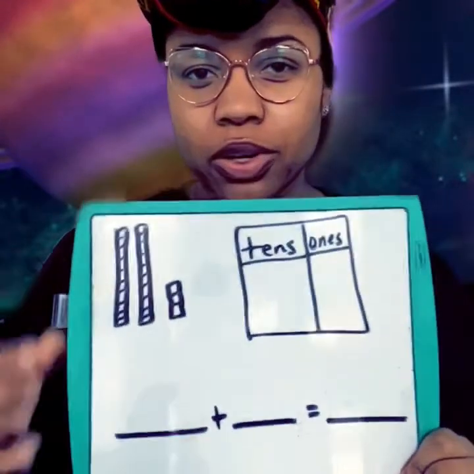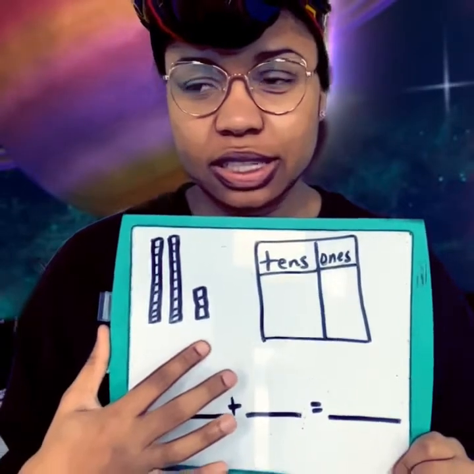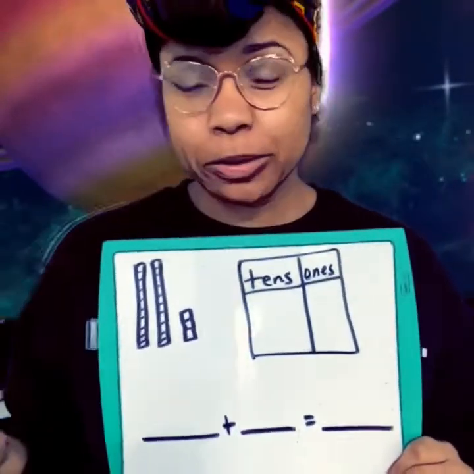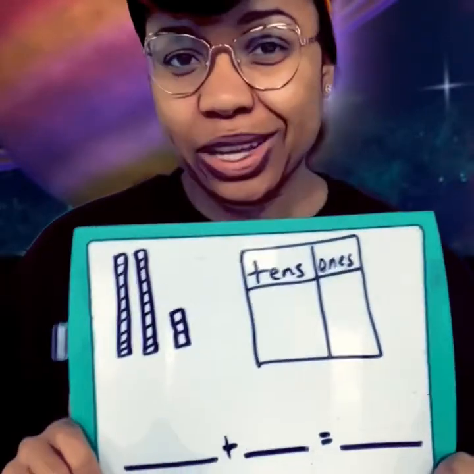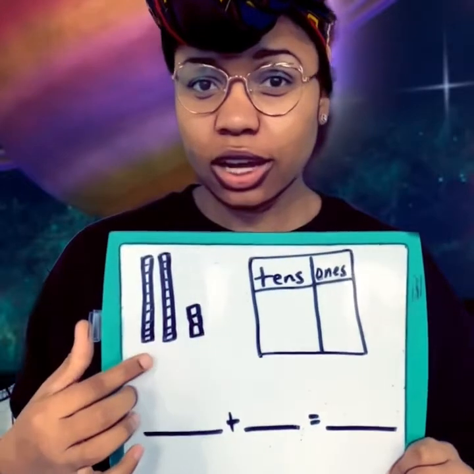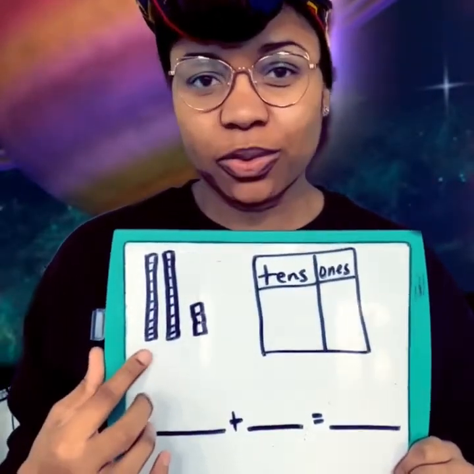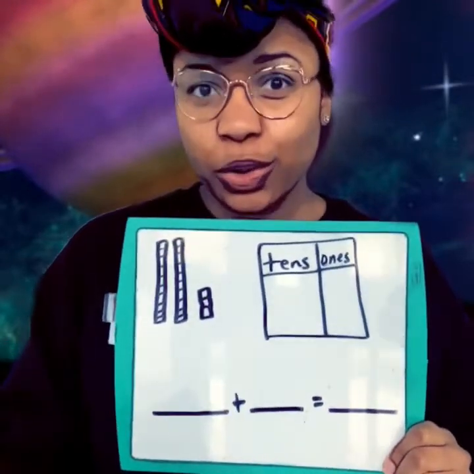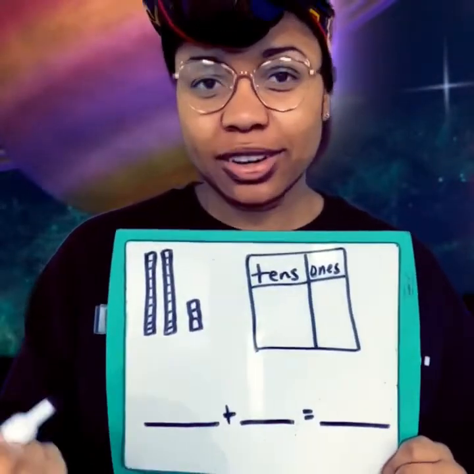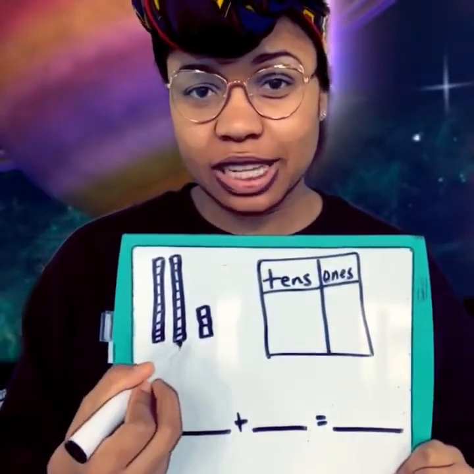So our first example, notice we have 2 ten sticks and some extra ones. So what we want to recognize is how many groups of 10 do we have? We can do that by recognizing how many 10 sticks, or how many groups of 10. So just by looking, we can see that we have 2 groups of 10. So in our place value chart, we're going to write the numeral 2 to represent our 2 groups of 10.